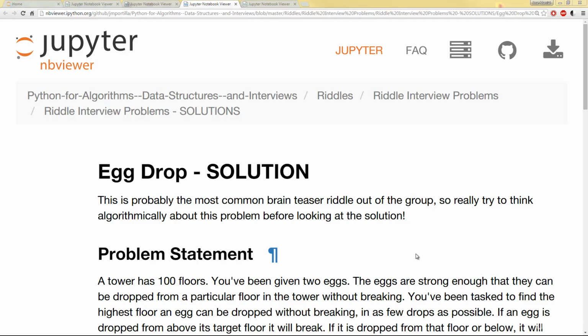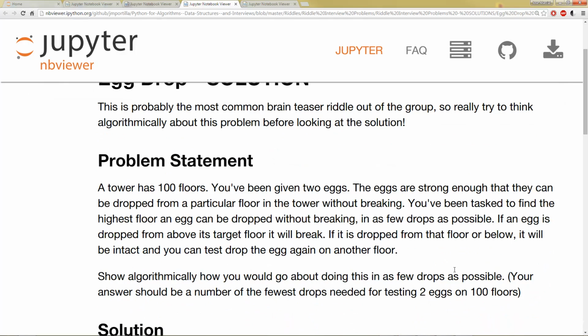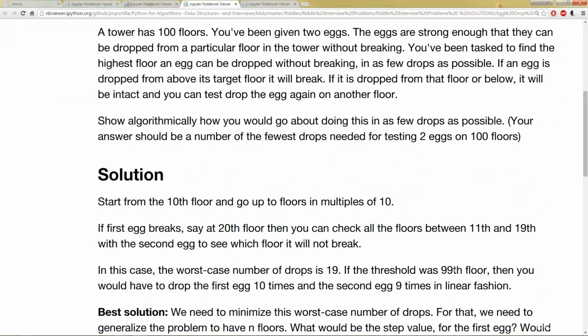Hello everyone, and welcome to the solution to the egg drop problem. This is a really good riddle because it actually has an algorithmic background. It's kind of based on a binary search solution. So let's go ahead and walk through the solution.